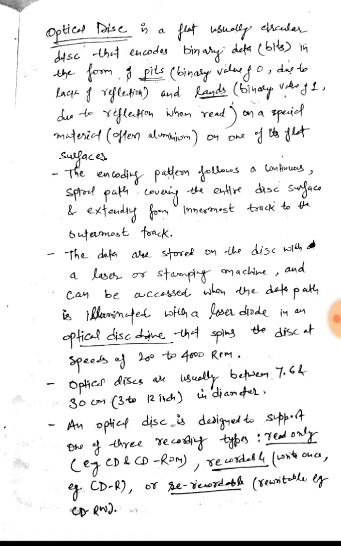Then optical disc. Optical disc is a flat, usually circular disc that you may have used in your personal computers. You might have seen these optical discs that encode binary data, that is bits, in the form of binary value 0 due to lack of reflection, and binary value 1 due to reflection when read, on a special material, often aluminium, on one of its flat surfaces.